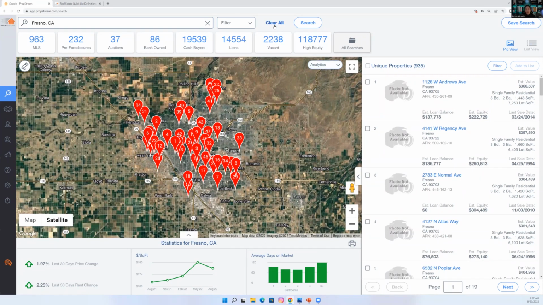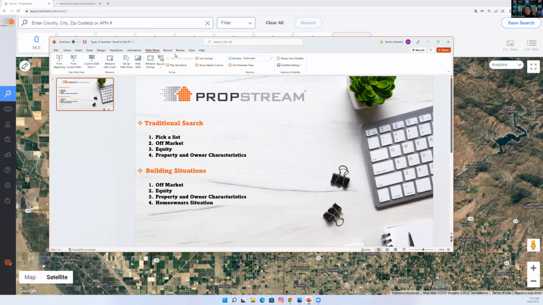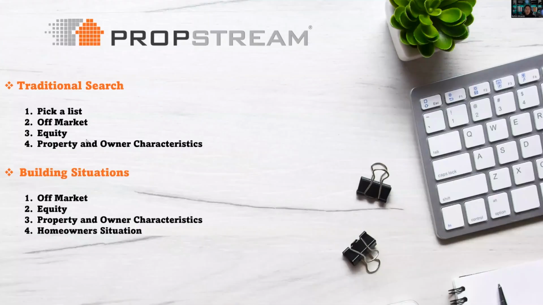The new search, and Michael was doing this right now in front of you guys, and that was a huge gem. It's what I call building situations. And a lot of people forget that we don't just sell you a list, we sell you data. You can do anything with our data. We have 150 filters. As a matter of fact, you don't even have to choose a list, right? So building situation looks like this. Just make sure it's off market, make sure it's equity, your property and owner characteristics. I stole that from the traditional search. I just made them first, right? The last part is build your situation.